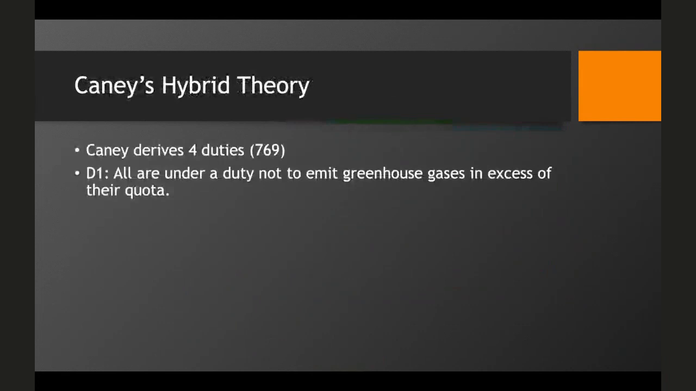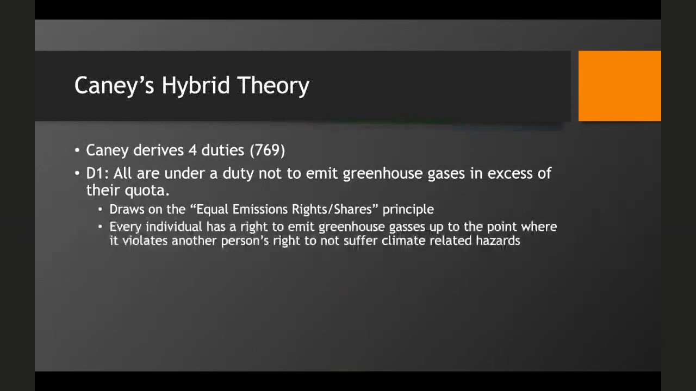And the first, and I'm not going to work through all of the arguments that he gives about this, I'm just going to summarize his conclusions here. First is that all have a duty not to emit greenhouse gases in excess of their quota. That all of us have a certain right to emit greenhouse gases up to a point where it violates another person's right not to suffer climate-related hazards. And this is going to guarantee that developing countries can still emit greenhouse gases, but that we have to have a fair quota. And this is going to be based on equal emissions rights, that everyone has a right to a certain level of emissions.